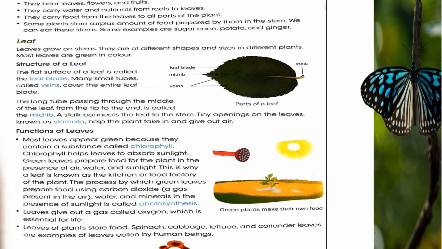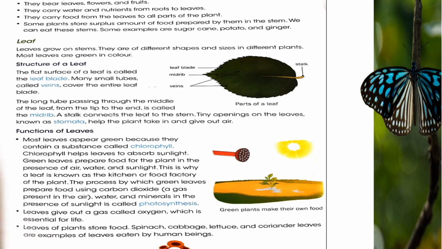The flat surface of a leaf is called the leaf blade. Many small tubes called veins cover the entire leaf blade. The long tube passing through the middle of the leaf from the tip to the end is called the midrib. A stalk connects the leaf to the stem. Tiny openings on the leaves, known as stomata, help the plant take in and give out air.